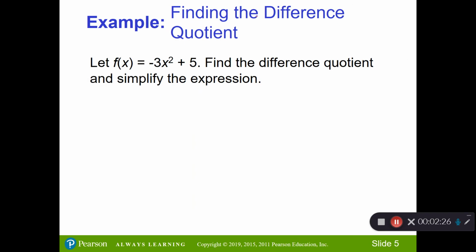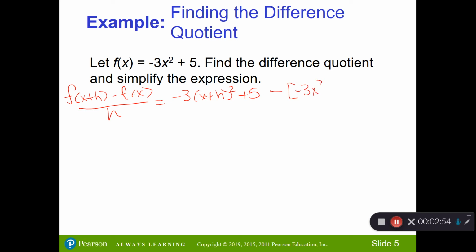Okay, now that we know how to do it, let's go ahead and figure out that difference quotient now that we can plug in. So f of x plus h minus f of x over h is our difference quotient. For this function, everywhere I have an x, I replace it with x plus h. That would look like negative 3 times x plus h squared plus 5. That's my f of x plus h. Then minus the f of x is just this function exactly as it is, negative 3x squared plus 5, all over h.